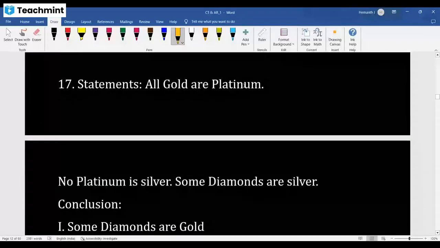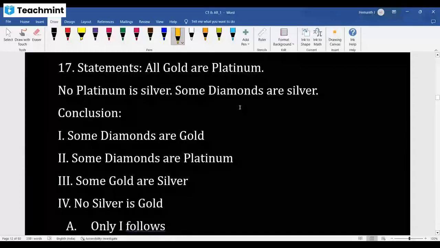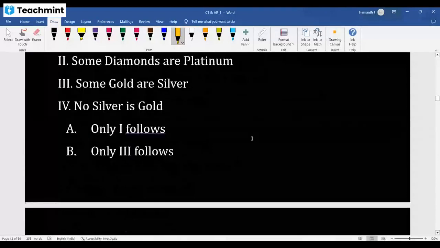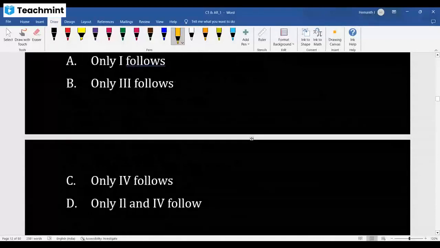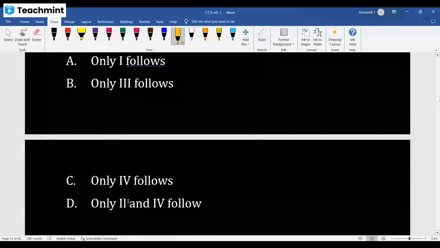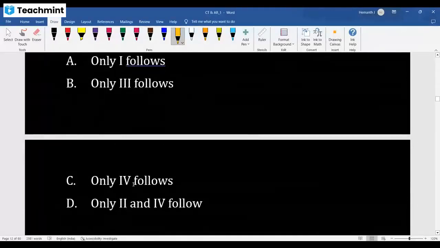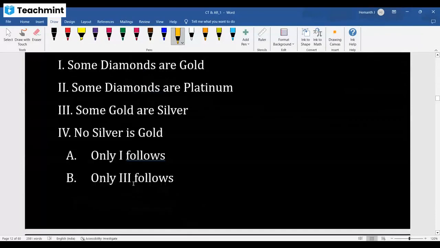Back to syllogisms again. Which conclusion is correct? I'll show the options also. There is nothing called either or. Only one follows, only three follows, only four follows, only two and four follows. If two is correct, then we have to go for option D. Now see this.